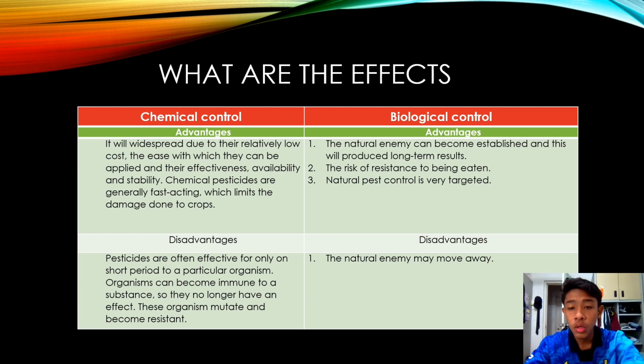For biological control, the advantages are: 1. The natural enemy can become established and this will produce long-term results. 2. There is no risk of resistance. Lastly, natural pest control is very targeted. The disadvantage of biological control is that the natural enemy may move away.